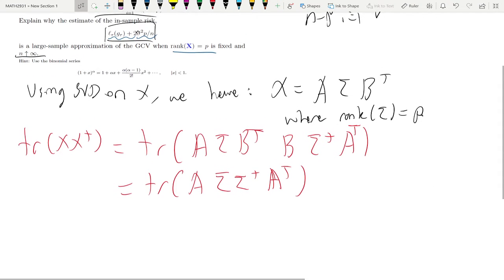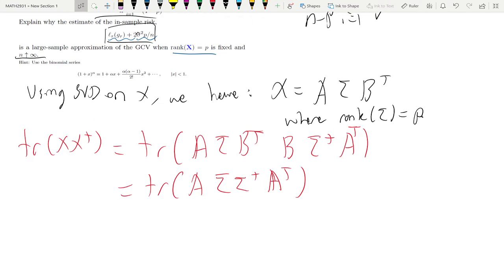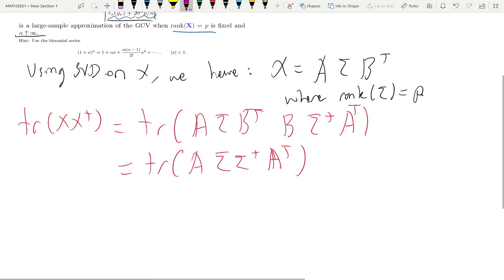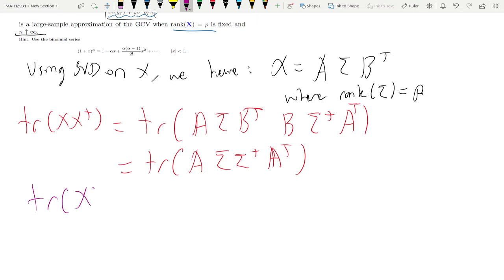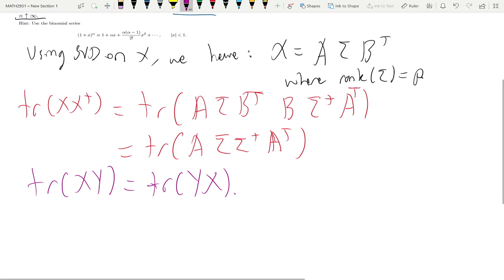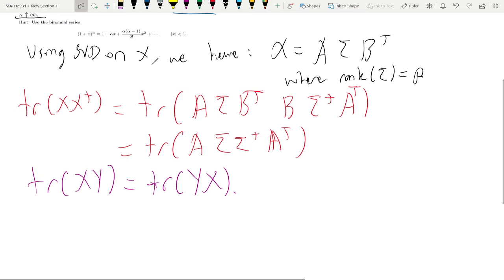Now here you need to use one of the properties of the trace. The property I'm going to use is the fact that the trace of, say, xy is actually the same as the trace of yx. So you can swap the order of your multiplication of matrices. It doesn't really matter, and you'll get the same trace. This isn't too difficult to prove. I'll leave it for you guys. It's literally just swapping the order. You just represent it as a summation on both sides, swap the order of the summation, and you should get the answer.